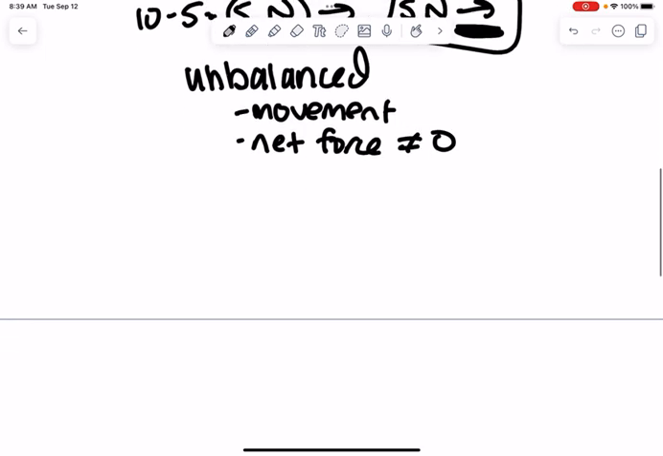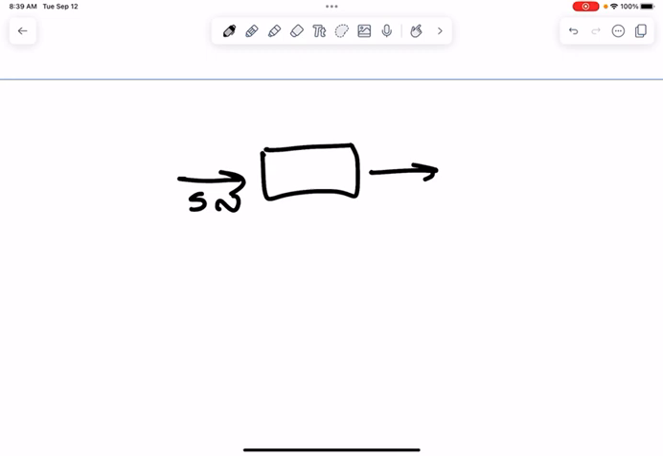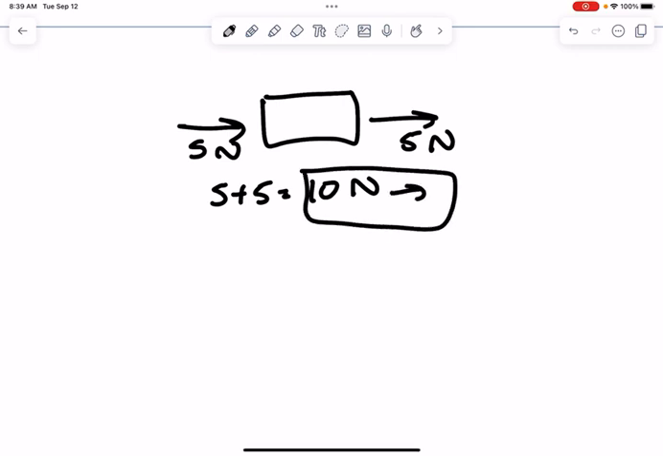Okay, so let's look at another example. Say we have another block, someone's pushing on it in this direction with a force of 5 newtons, and someone is also pulling it in that same direction with a force of 5 newtons. These arrows are going in the same direction, so what do we do? We add them, because they're going in the same direction. So 5 plus 5 is 10 newtons, and because they are both pulling and pushing the block to the right, it would go to the right. So that would be your net force. Final answer again, number, unit, direction. And this would still be unbalanced because the block is moving.